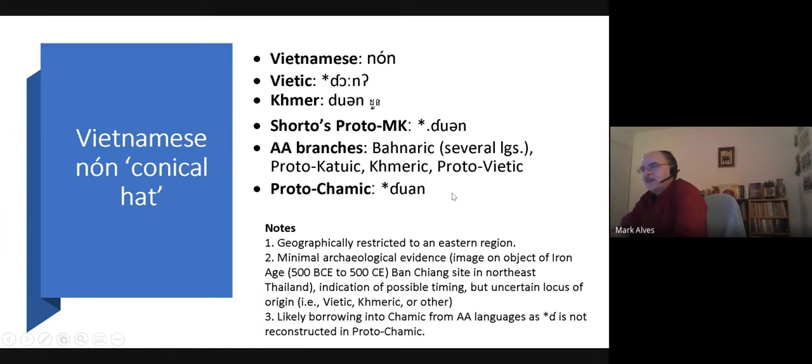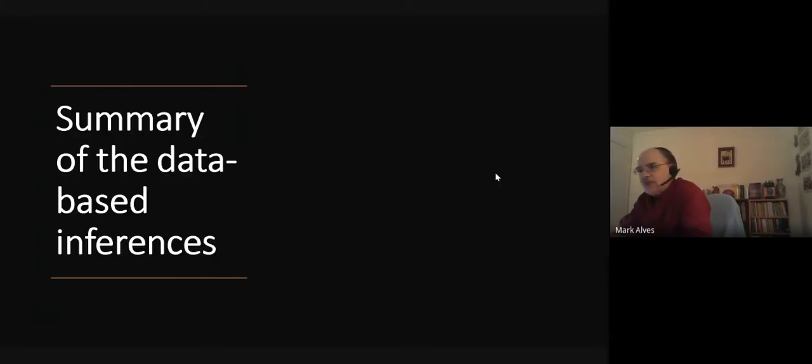But this one does seem to be this conical hat, this word, indigenous to this area. And of course, both the Khmeric and Vietic people grew a lot of rice. Maybe this conical hat has to do with it, but I don't know. I cannot prove it.